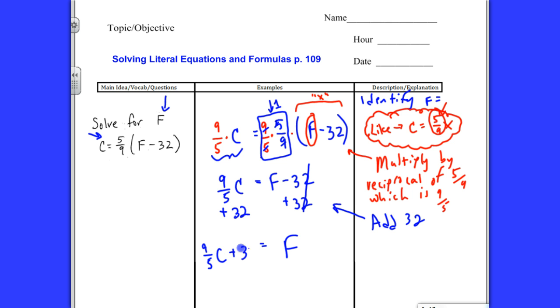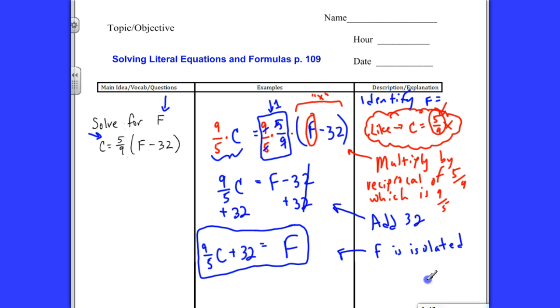You can't combine those because they're not the same variable. You don't have like terms. And that's all you can do to solve that. F is isolated. And you solved it. So that's worth a smiley face, I think. Don't be ashamed of that. You did it. 9/5 c plus 32 is equal to F, which is now, if you have Celsius degrees, you could solve that for Fahrenheit using that formula right there.